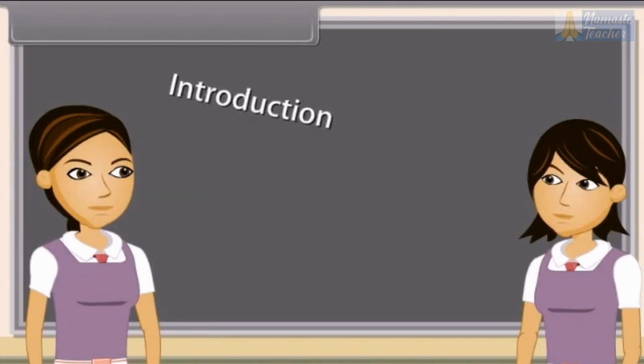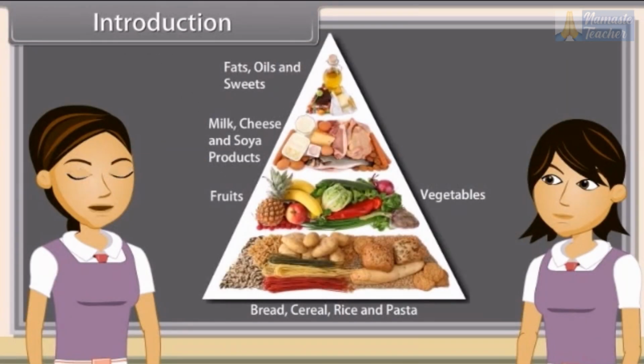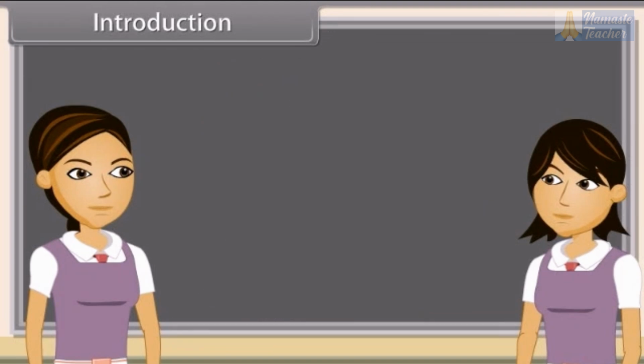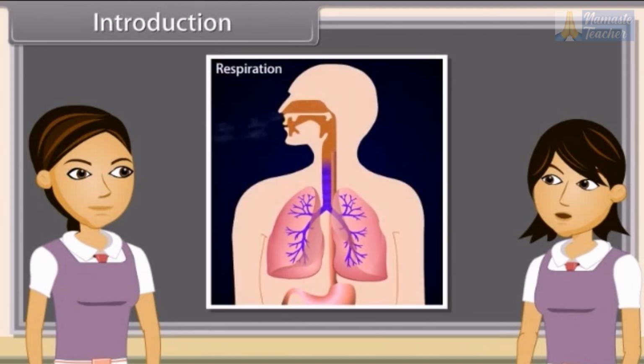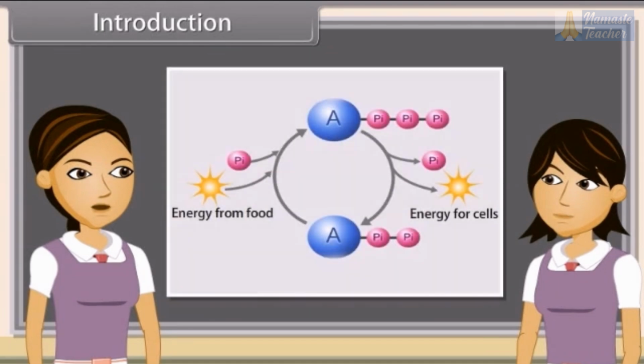Introduction. As we have discussed earlier, every living organism takes food material by the process of nutrition, which provides energy for various life processes. Respiration is an oxidative process involving the oxidation of food substances such as carbohydrates, fats, and proteins within the tissues to form CO2, water, and consequent release of energy. The released energy is temporarily stored as ATP.